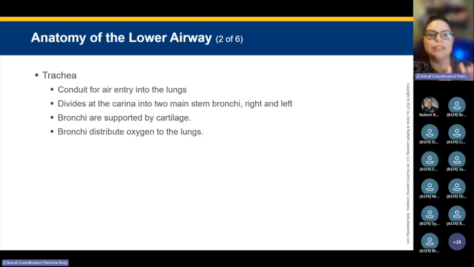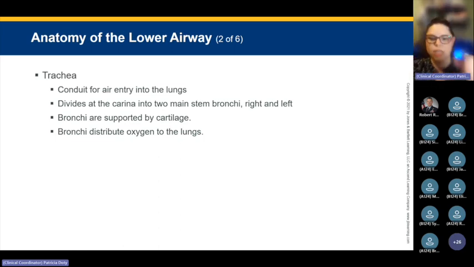So the trachea is the conduit for air entry into the lungs. Once again, it's a tube. That's all it is. It's divided at the carina, which is where it comes straight down, and then at the carina, it makes kind of a V. This is where it changes into the two main stem bronchi of the right and the left lung. The bronchi are supported by cartilage, and the bronchi distribute the oxygen to the lungs themselves, okay?